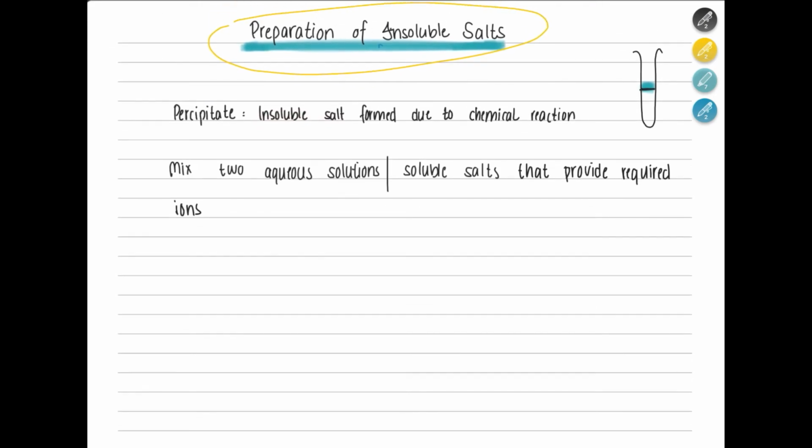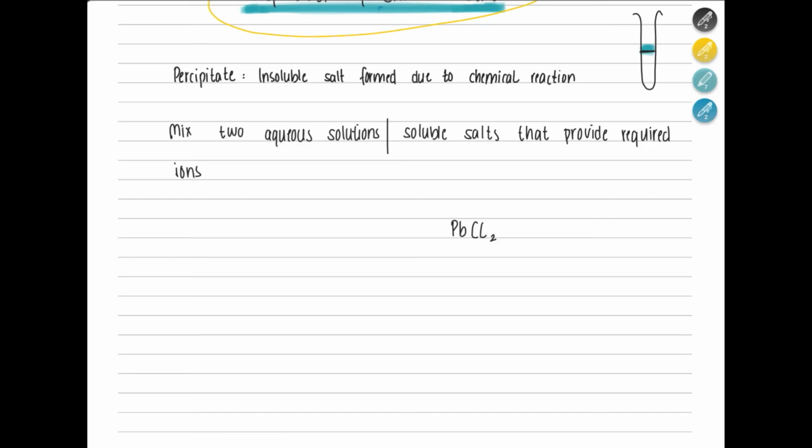So how do you do that? You have to mix 2 aqueous solutions or soluble salts that provide us with the required ions for your salt. Let's look at an example. Remember, lead chloride is insoluble, so this is solid. Therefore, you need to have 2 substances here that provide us these ions, and these should be aqueous. So what about lead? Let's react lead with nitrate. Let's have lead nitrate. Remember, all nitrates are soluble, so this one is aqueous.